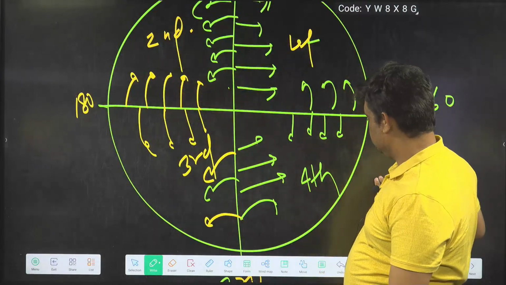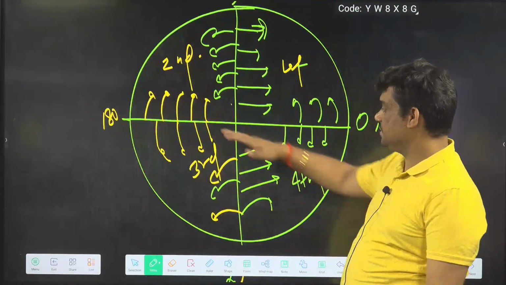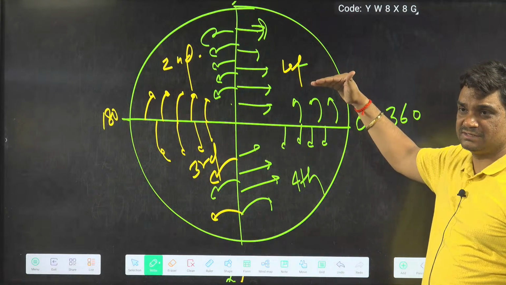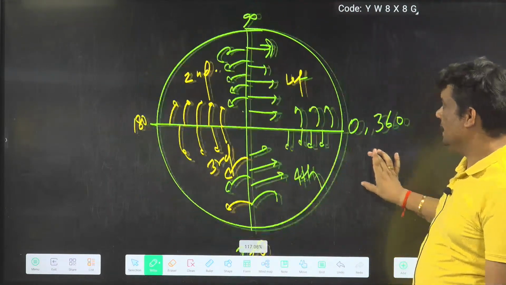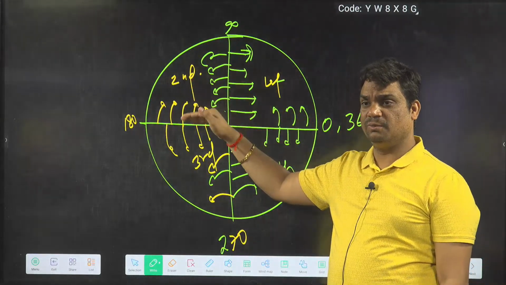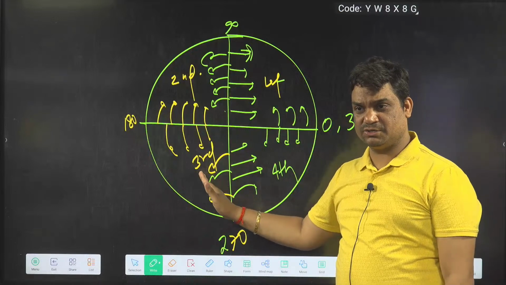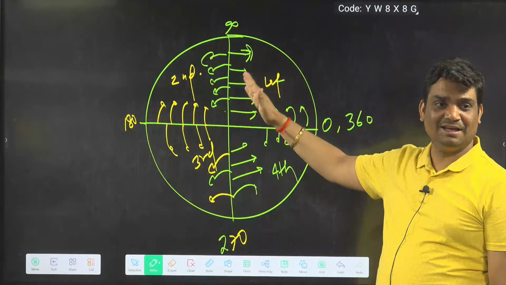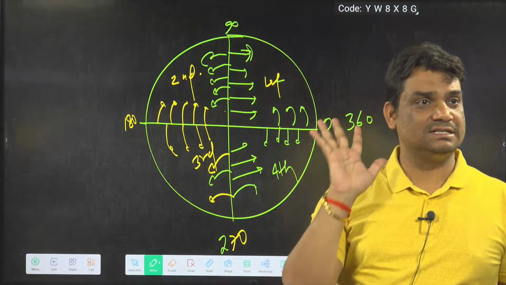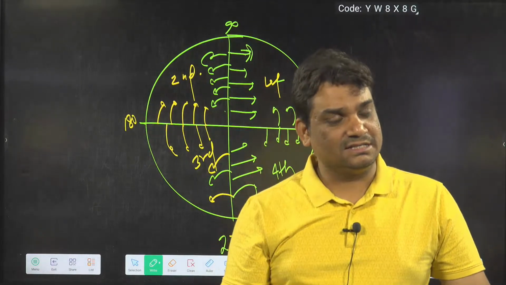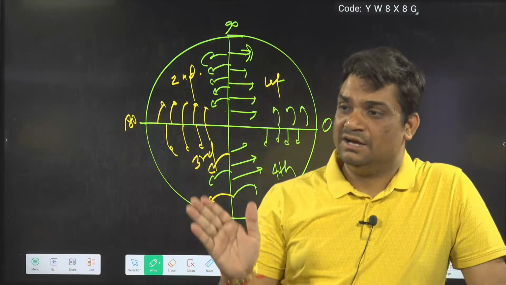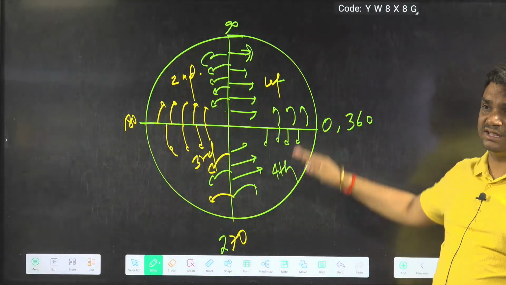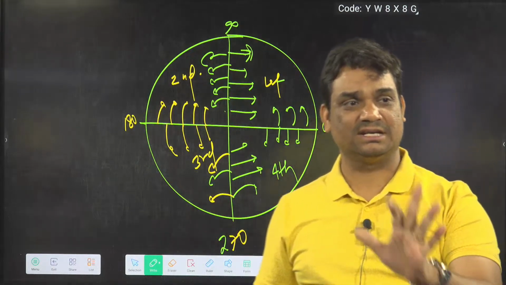180 plus third, 270 minus third, 270 plus fourth, 360 minus fourth, 360 plus first. So 90 minus theta is first quadrant, 90 plus theta is second quadrant, 180 minus theta is second quadrant, 180 plus theta is third quadrant, 270 minus theta is third quadrant, 270 plus theta is fourth quadrant, 360 minus theta is fourth quadrant, 360 plus theta is first quadrant. First of all, you should be able to decide the quadrant.